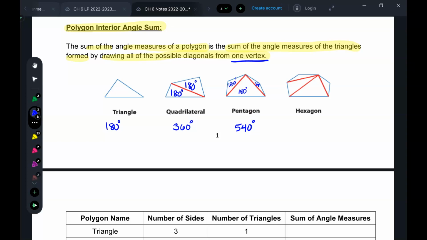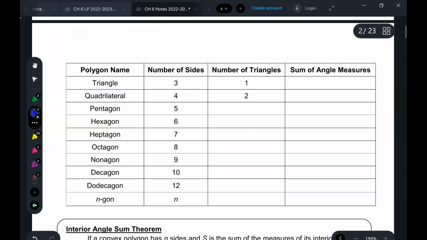The different colors here. Hexagon. Okay, now I have 720. Now we could keep going. And each time we add a side, we would add another 180 degrees, right? But we don't want to have to keep adding 180, 180, 180, 180. We want to look for a formula.